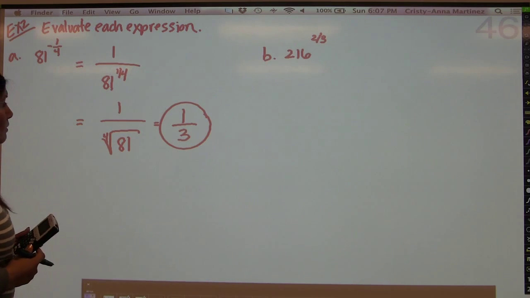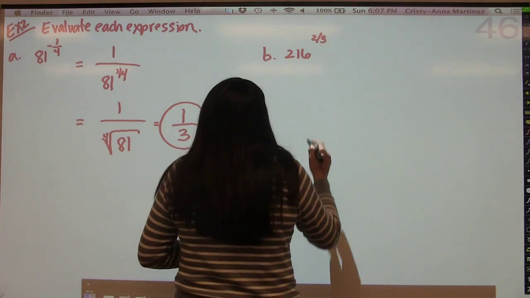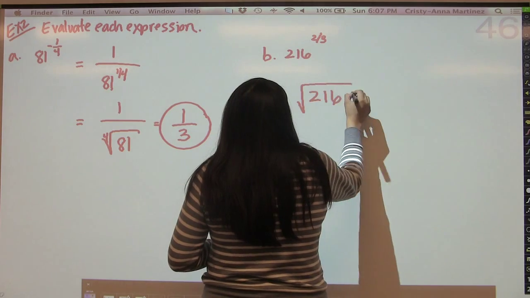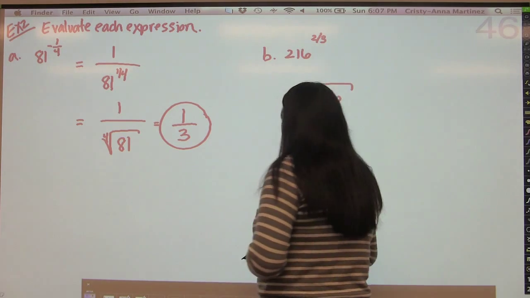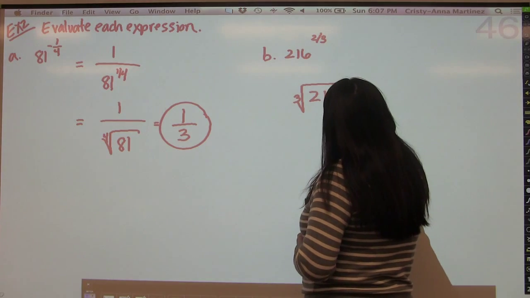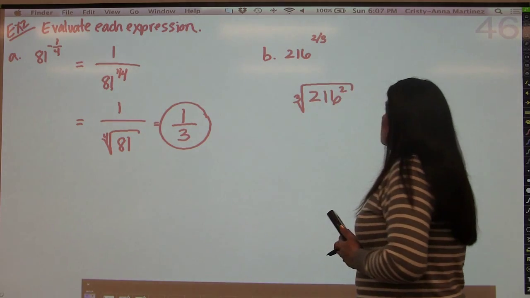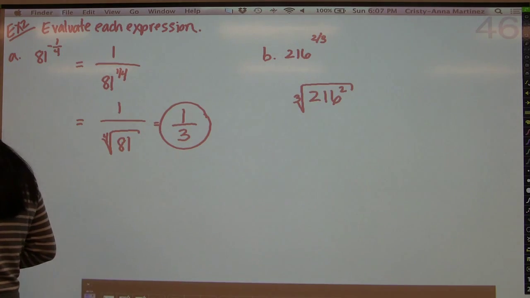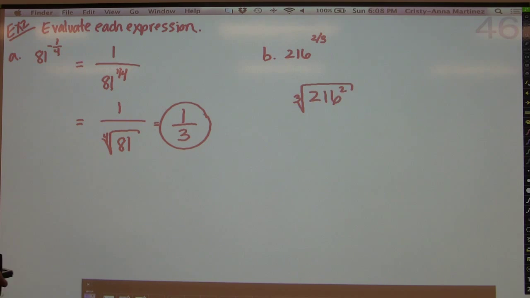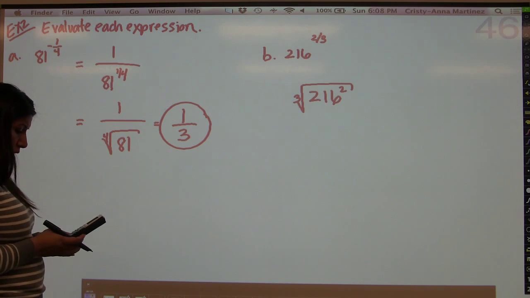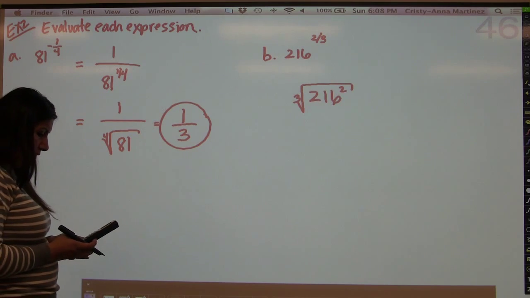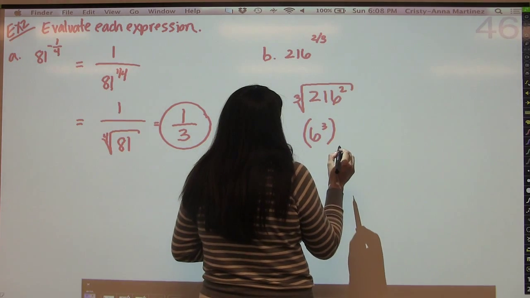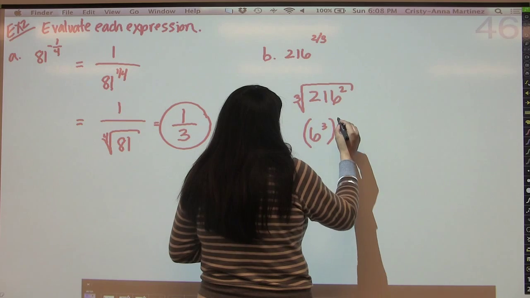In part B, very similar, you get 216 to the 2/3 power, which means that the number inside the radical is 216. The number on the bottom is the index, and the number inside here is a 2 because the top is a 2. So 216 squared. But you can also write 216 as 6 cubed. So I'm going to go, I think it's 6 to the 3rd power. Yes, it's 216. So 6 cubed. And then squared.